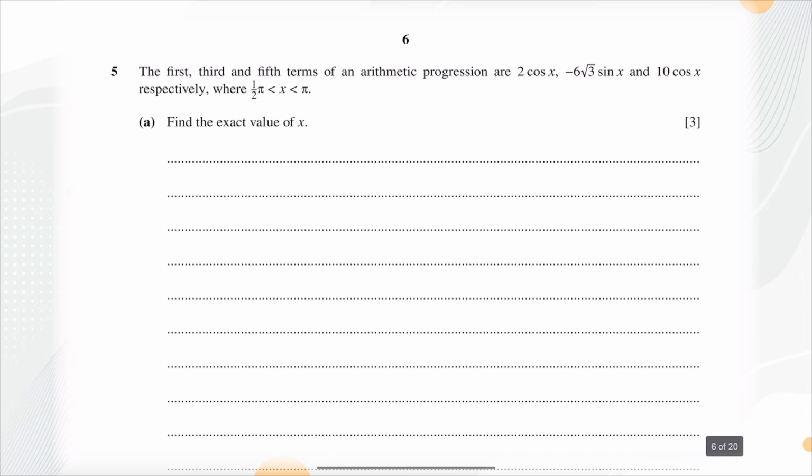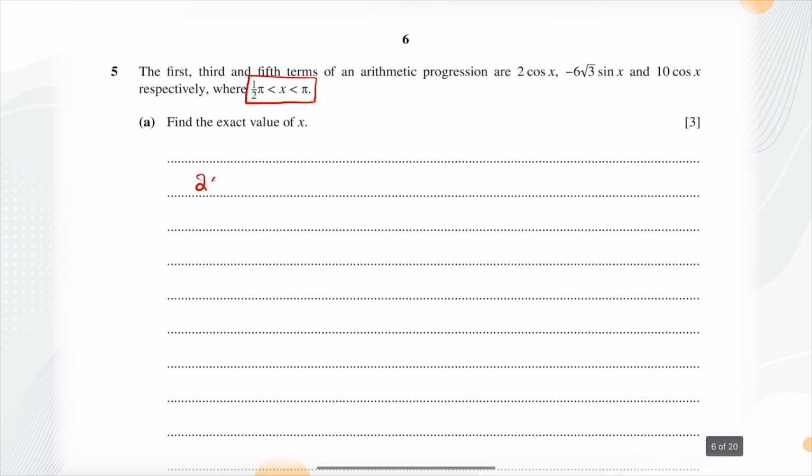Okay, so let's see. The first, third, and fifth term of an arithmetic progression are 2 cos x, minus 6/3 sin x, and 10 cos x respectively, where x is between half pi and pi. Okay, so this is probably going to help us when we're solving a trigonometric equation, so we would know what solution to take and what not to take. Okay, so these are alternate terms. They're not the first, second, third term, they're actually the first, third, and fifth terms.